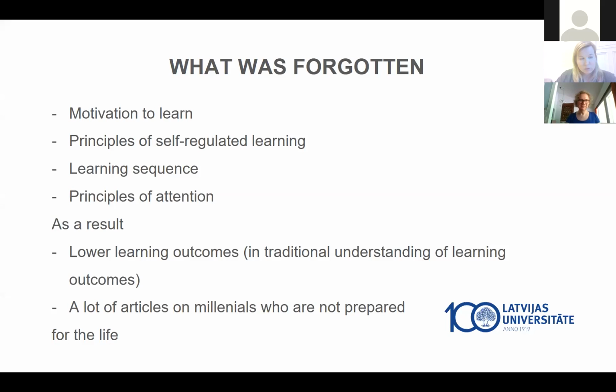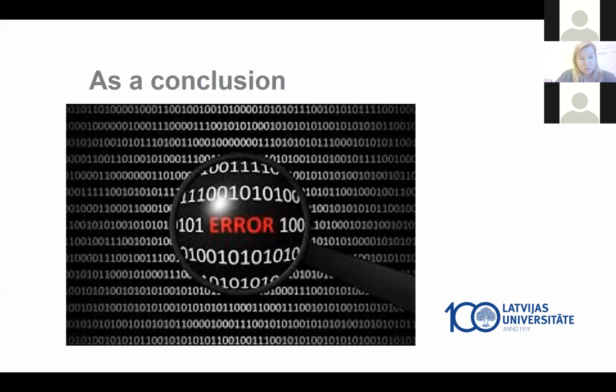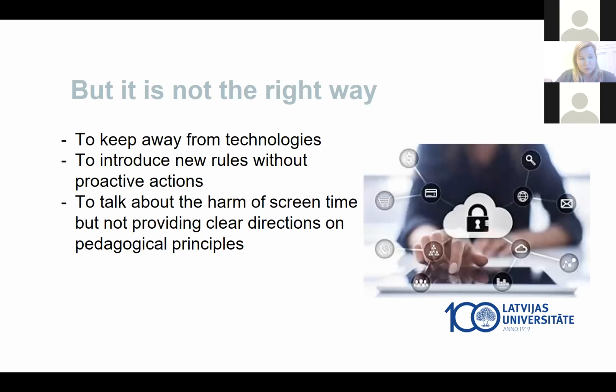And I think you are also faced with this quite overwhelming information that millennials are not prepared for life, which is not true, of course, but we have to give the pedagogical answer for that. As a conclusion, not everything is correct, and so we have to stop introverting new things. That's not the right way, to keep away from technologies. But next one is about new rules. In my opinion, new rules for using technologies without proactive actions are useless.